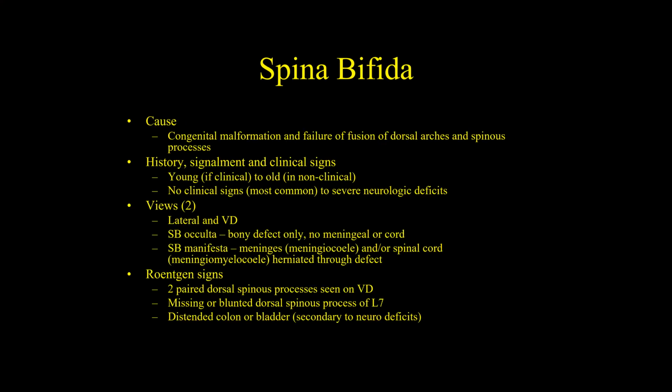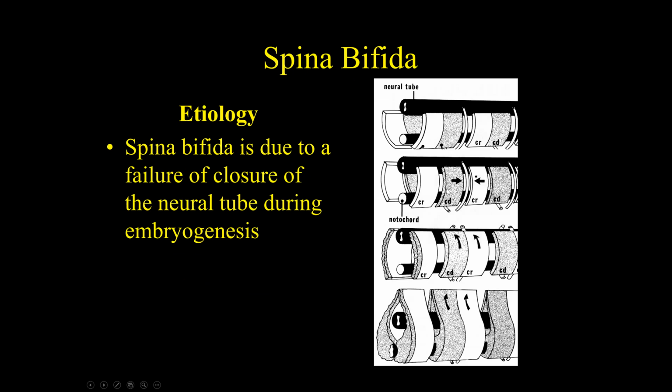Then we need to spend just a couple of minutes talking about another condition called spina bifida. Spina bifida is a congenital malformation of the vertebrae, and it's basically a failure of fusion of the dorsal arches and formation of a dorsal spinous process.